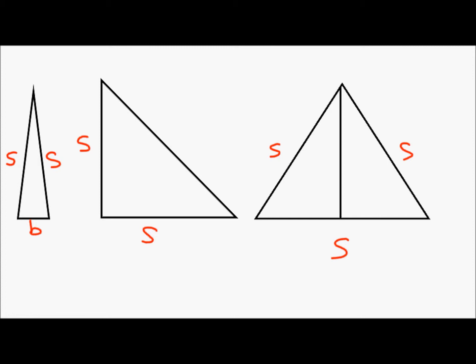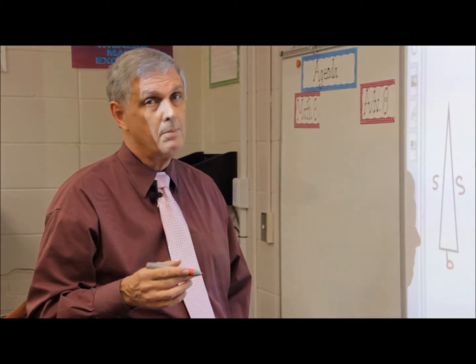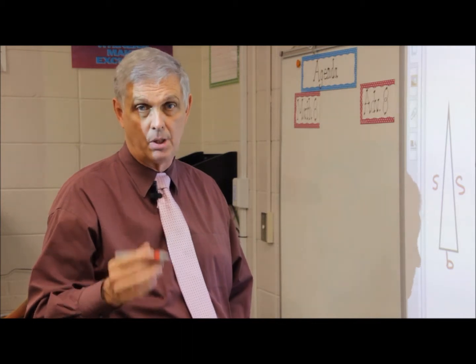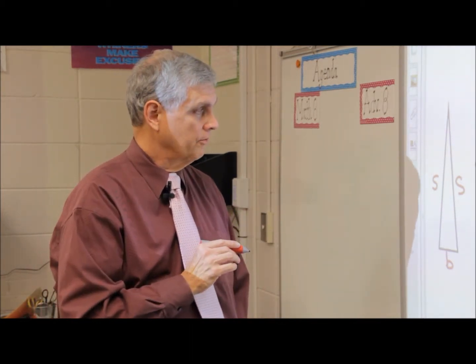Now, why do you need to know that? Well, that may be one of the only pieces of information they give you in a question. They'll say, we have an isosceles triangle. And if you don't know that means you have 2 sides equal, you might not know how to approach the problem. So remember that an isosceles triangle has 2 equal sides.